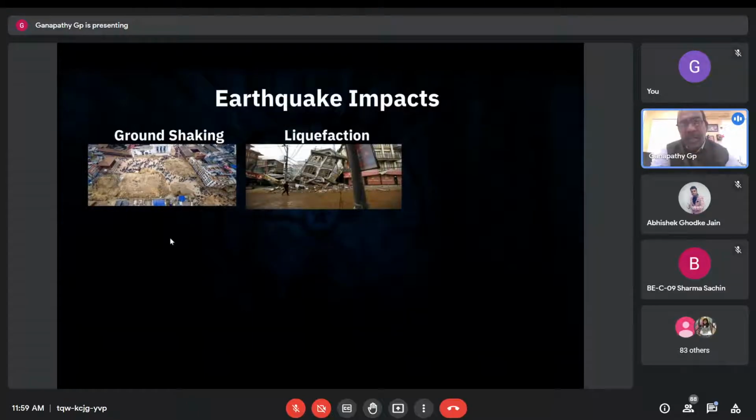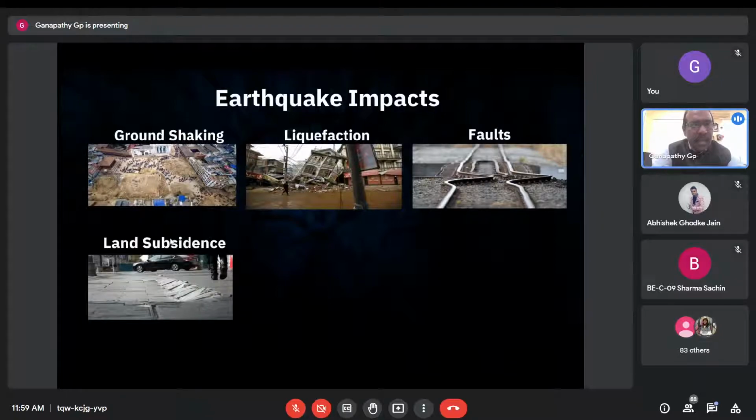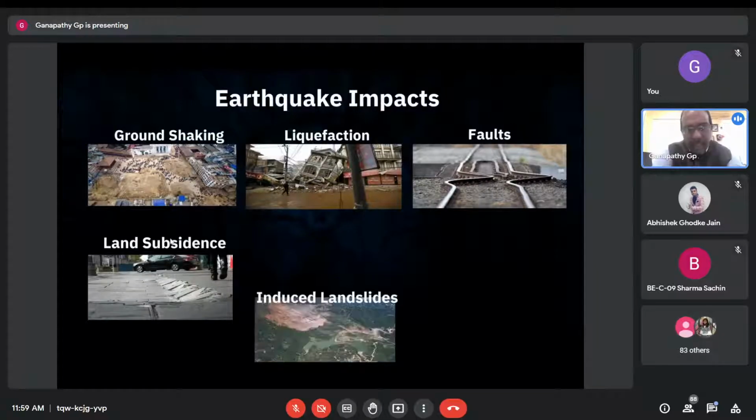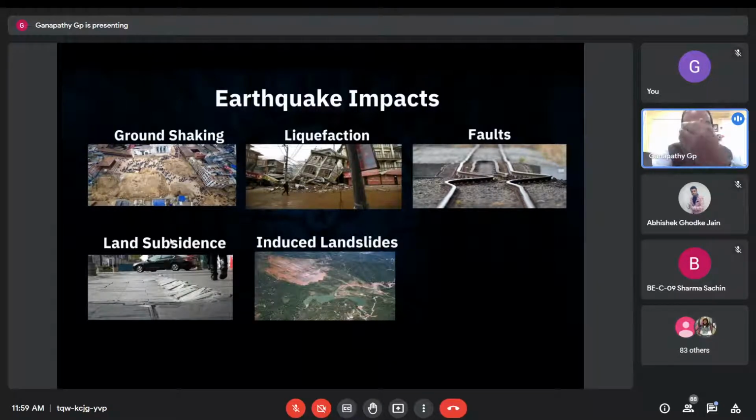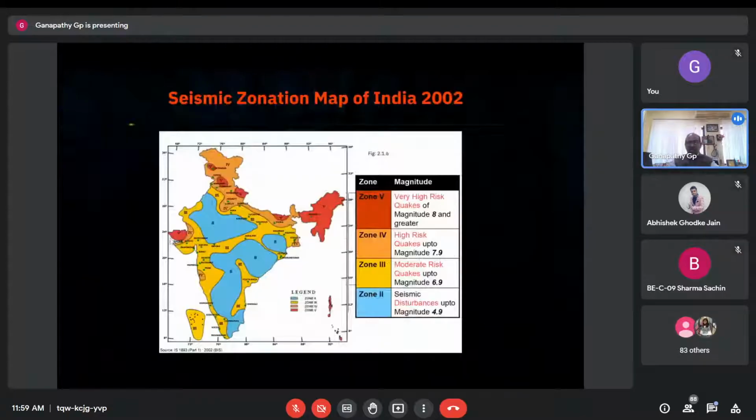We'll have liquefaction. The soil will lose its solidity, so the building will collapse. There is a fault; the fault movement will be there. Again, the building will collapse. Land subsidence: the building will tilt. Induced landslide: it is going to generate landslides, and of course it is going to generate tsunami. So it has multiple effects, a series of effects, so it will create multiple environmental disasters also.